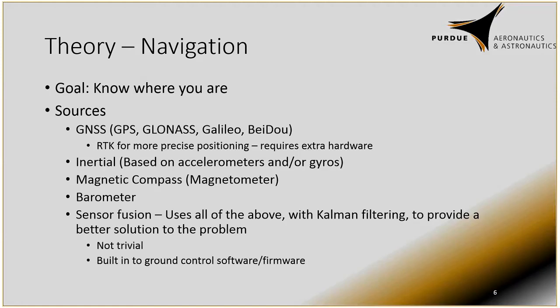So navigation is where you're at. The most common way currently to do that is with a GNSS, or GPS, GLONASS, as you see there. There's a system called RTK, that's real-time kinematics. That is essentially getting you a better answer for your GPS.